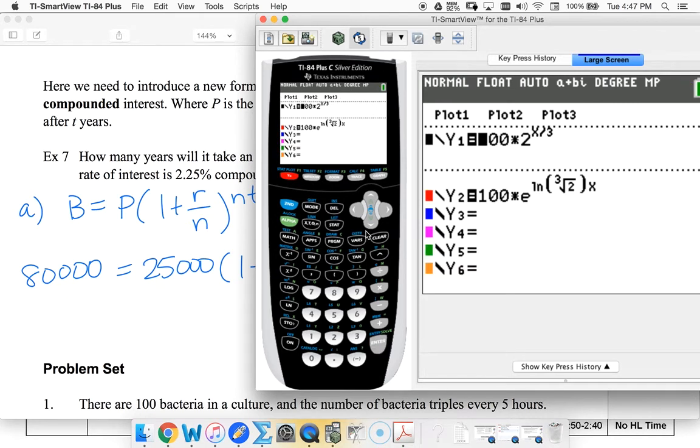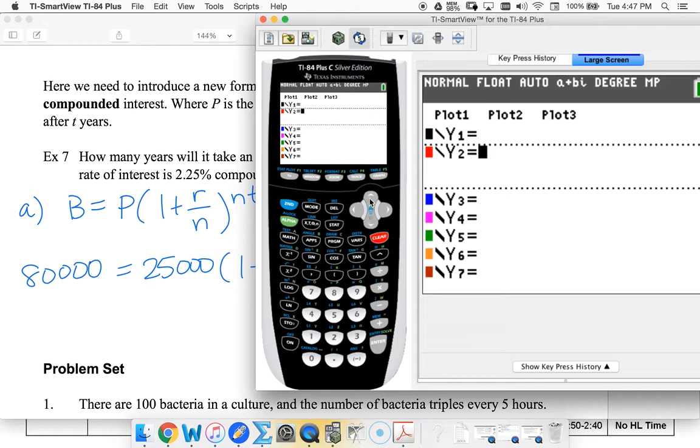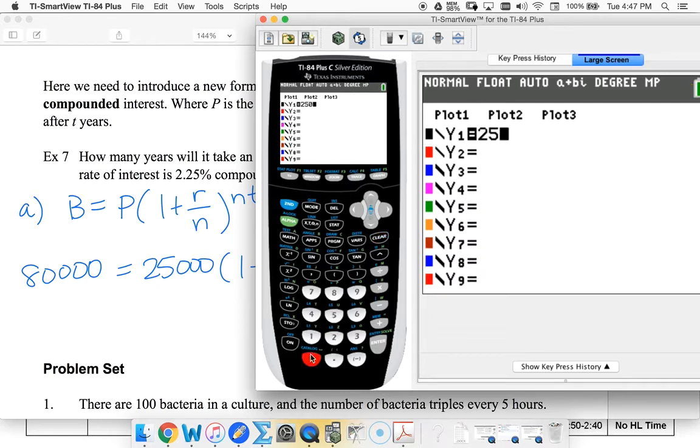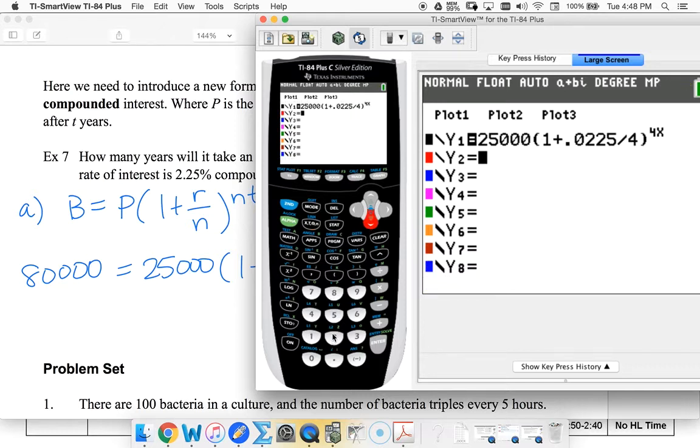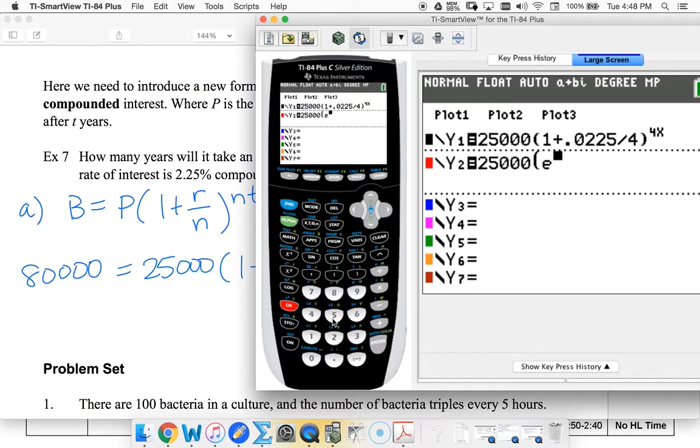So let's just look at solving our equations with our calculator. So y equals, all right, I'm going to put in 25,000 times 1 plus 0.0225 divided by 4 raised to the 4x, and then 25,000, oops, too many zeros, times e raised to the 0.0225x. Okay, I'm going to look at the table.